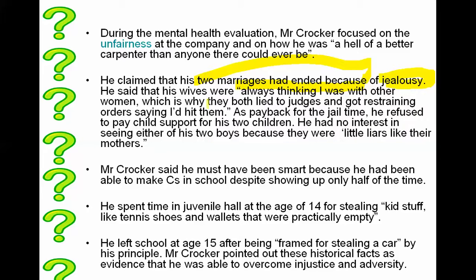We don't really know if his wives are actually both lying or not. We don't have evidence for that. However, we don't want to be unfair, but most likely he's saying this as a justification. And he got restraining orders saying that he'd hit them. So this is one of the criteria, saying that there's aggression here. And he had jail time, and as payback for that, he refused to pay child support for his 2 kids, and he has failed to go see his kids.